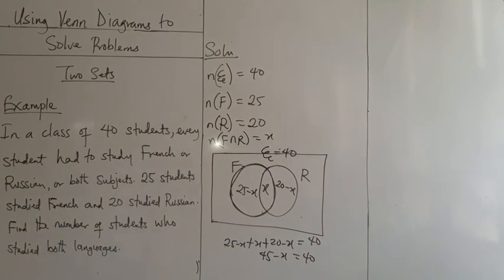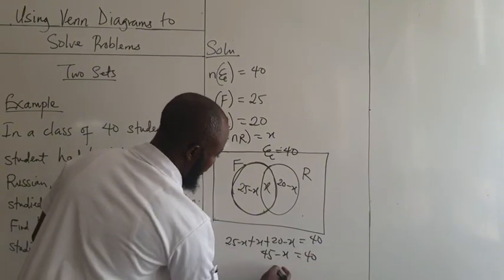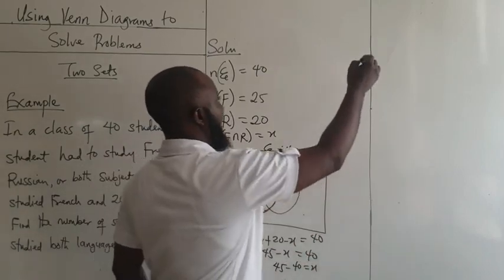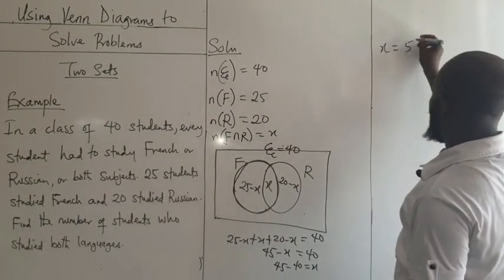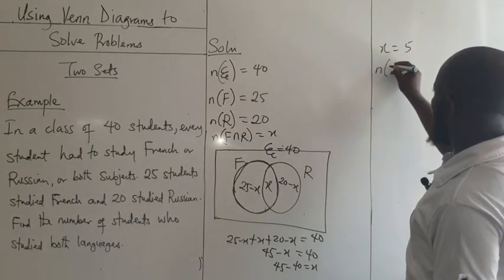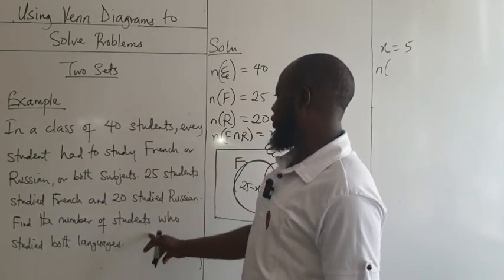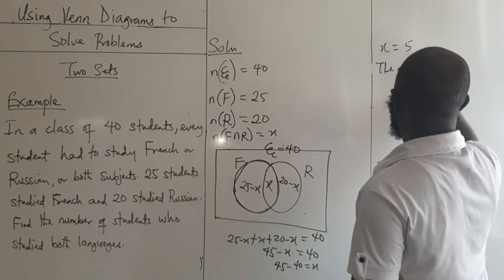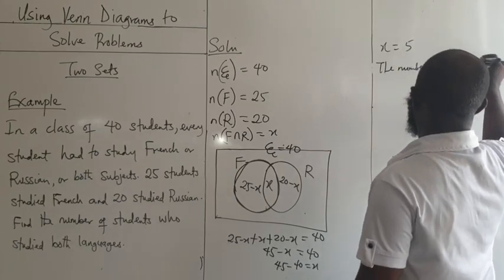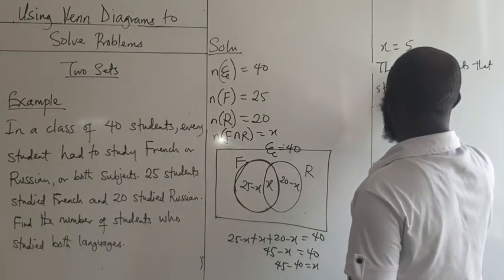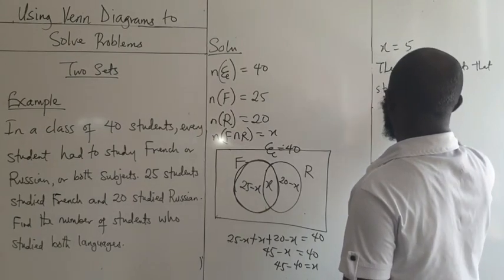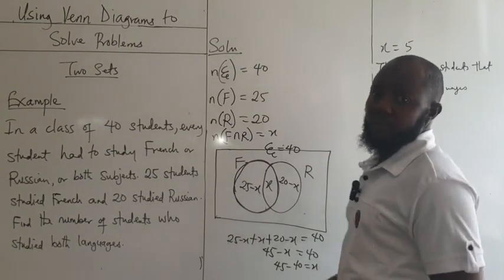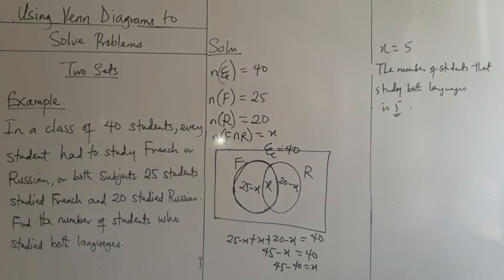So in this case, what we are looking for is X. We can just take X to the other side and bring this one, so that will be 45 minus 40 equals X. Therefore, X equals 5. Because we find the number of students who study both, the number of students that study both languages is 5. So that is that. I hope this is very clear.